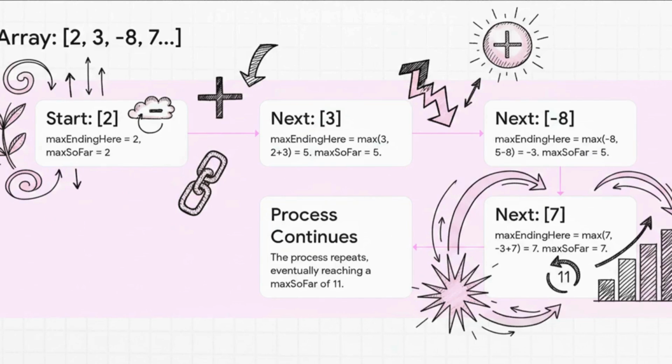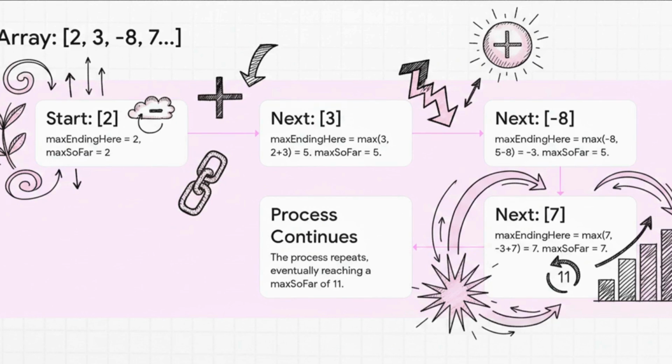Now we move to 3. We ask the question, is it better to add 3 to our current sum of 2, making 5, or just start over with 3? Well, 5 is obviously better, so maxEndingHere becomes 5, and maxSoFar updates to match it. Next up, -8. Adding that to our 5 gives us -3. So maxEndingHere is now -3. But look, maxSoFar stays put. It remembers that 5 was the best we've seen.